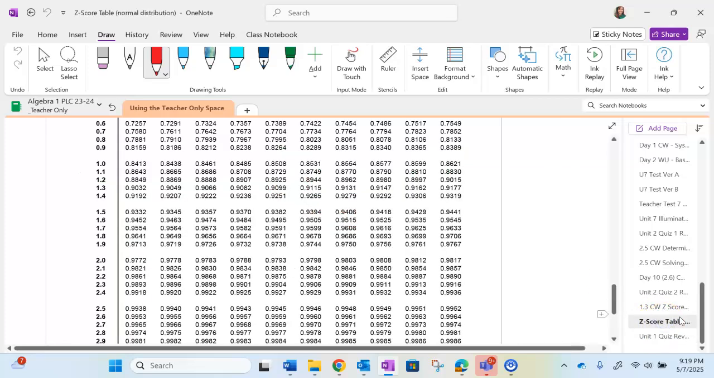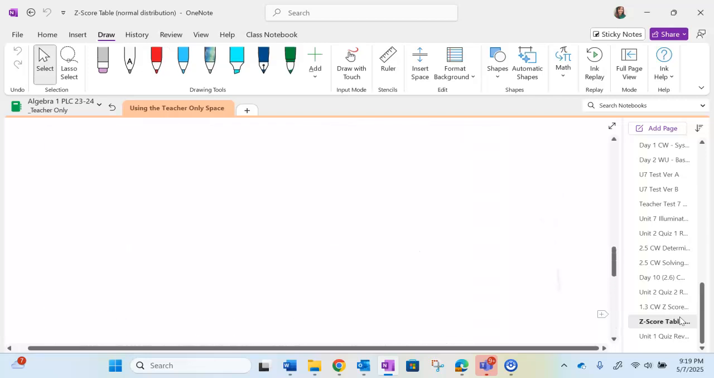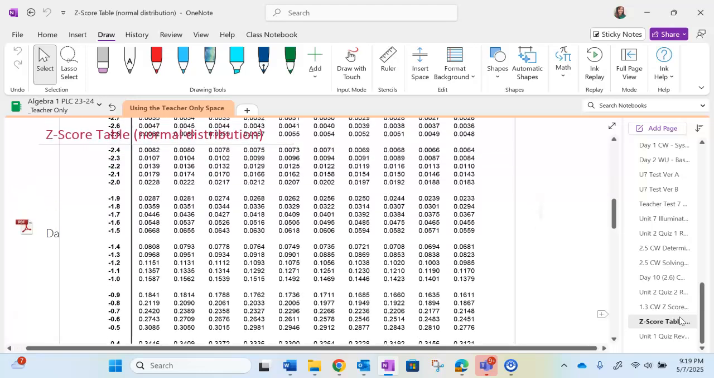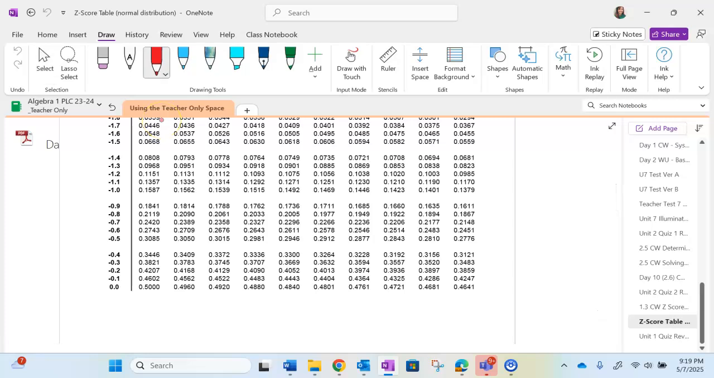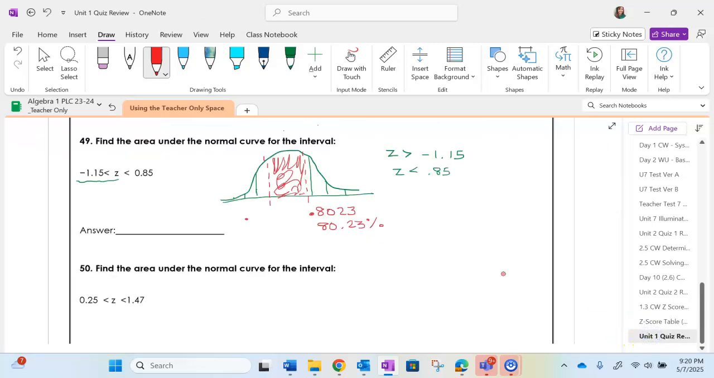Now I'm going to figure out this one, okay, which is negative 1.15. So let me go back to my z-score table. I need to go to the negatives, and they're up here somewhere. Negative 1.15. So we go to negative 1.1, then we go to 0, 1, 2, 3, 4, 5, which is 0.1251. So this one is 0.1251, which is 12.51%.